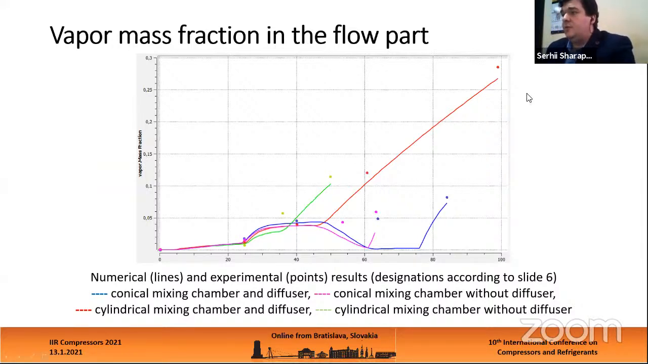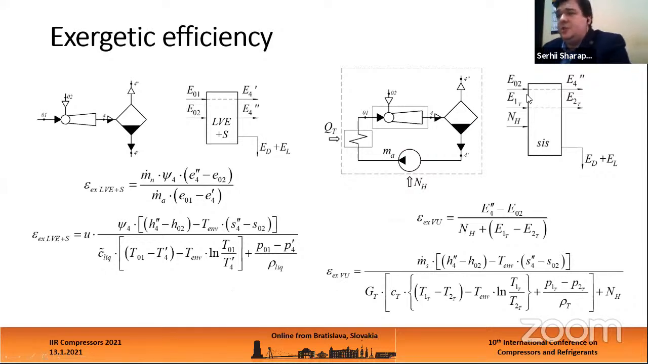Also, we give an exergetic efficiency of liquid vapor ejector and separator. There you can see flows: inlet, primary flow, secondary flow, and outlet flow. There is a schema of exergetic flows in liquid vapor ejector and separator. Also, we have exergetic efficiency of vacuum unit based on liquid vapor ejector. There you can see vacuum unit and the scheme of exergetic efficiency.